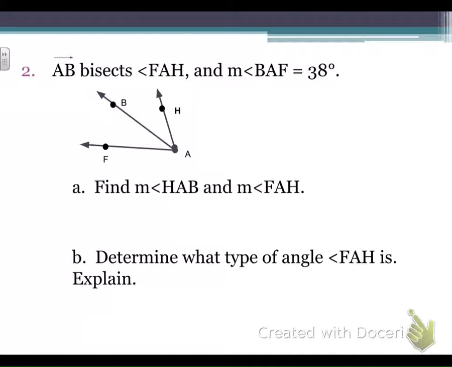All right. So ray AB bisects angle FAH, and the measure of angle BAF equals 38. Do you guys have to draw this picture? Yeah. All right. Draw the picture. This one's a little easier. It looks a little neater, I feel like.